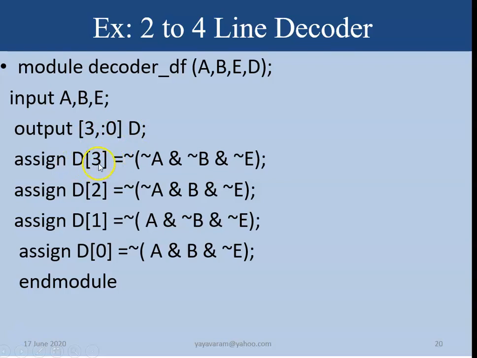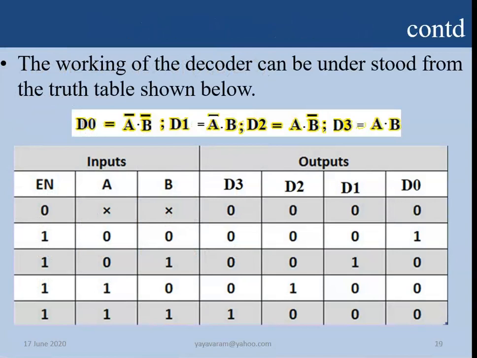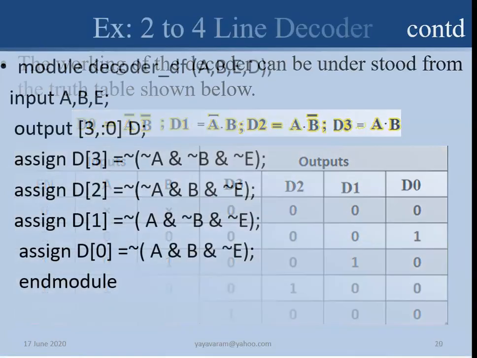So assign D3 is the negation of A and the negation of B, that is A complement dot B complement dot E complement. Similarly, D2 is the complement of A complement dot B complement dot E complement, like this, A dot B complement dot E complement, A dot B dot E complement, whole complement. So that's how we explain this 2x4 line decoder also. Similarly, this is the truth table which I explained already.